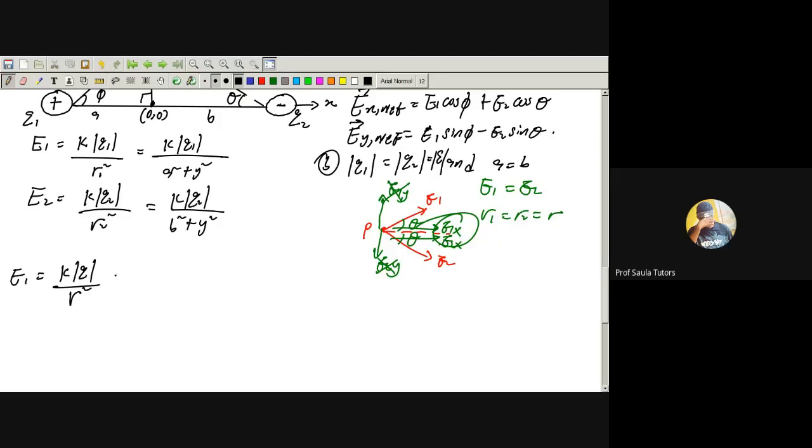So this is what I have. And what is R? R is A squared plus Y squared. Now, don't worry, continue this way. And what's E2? KQ over R squared. And that will give me what?